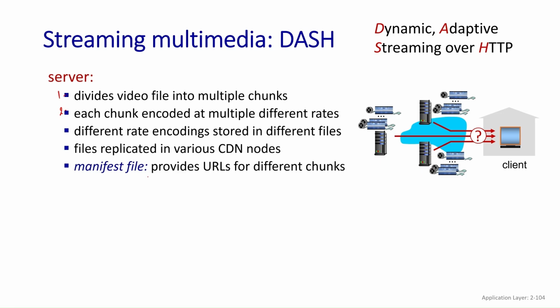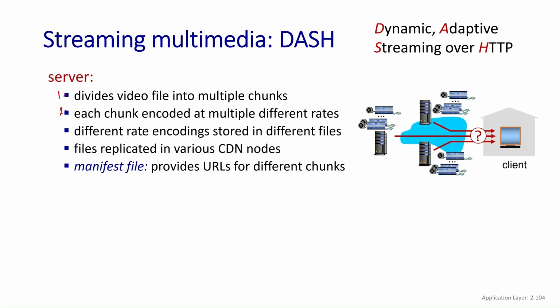So number one is to divide the video file into n chunks, in Netflix 4 to 6 second chunks, and then encode the chunks at different rates. The different rate encodings are stored in different files, stored separately, and these files are replicated on different content delivery or distribution network nodes.